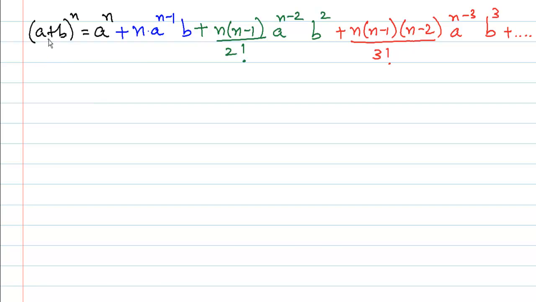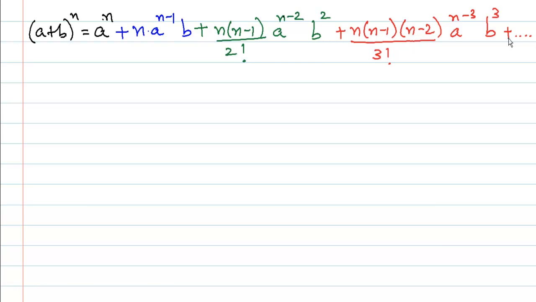So in the previous video, we've seen the formula of the expansion of (a plus b) the whole raised to n, when n is any real number: a raised to n, plus the second term is n into a raised to n minus 1 b. The third term is n into (n minus 1) the whole upon 2 factorial a raised to n minus 2 b squared, plus n into (n minus 1) into (n minus 2) upon 3 factorial a raised to n minus 3 b cubed, plus and so on.